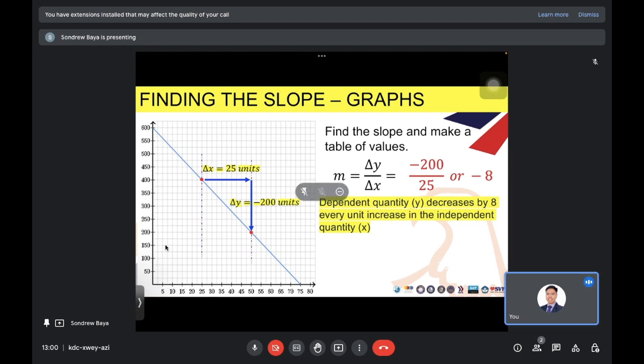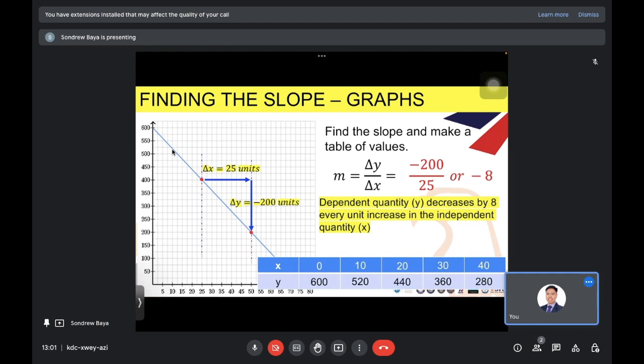So for 5, this must be about 560 rather, 560, because of a decrease of 40 units. An increase of 10, meaning y decreases by 8, 10 times. So this must give you a decrease of 80. So for 10, you must have 520. Okay, and so on and so forth. And that's how to find the slope.